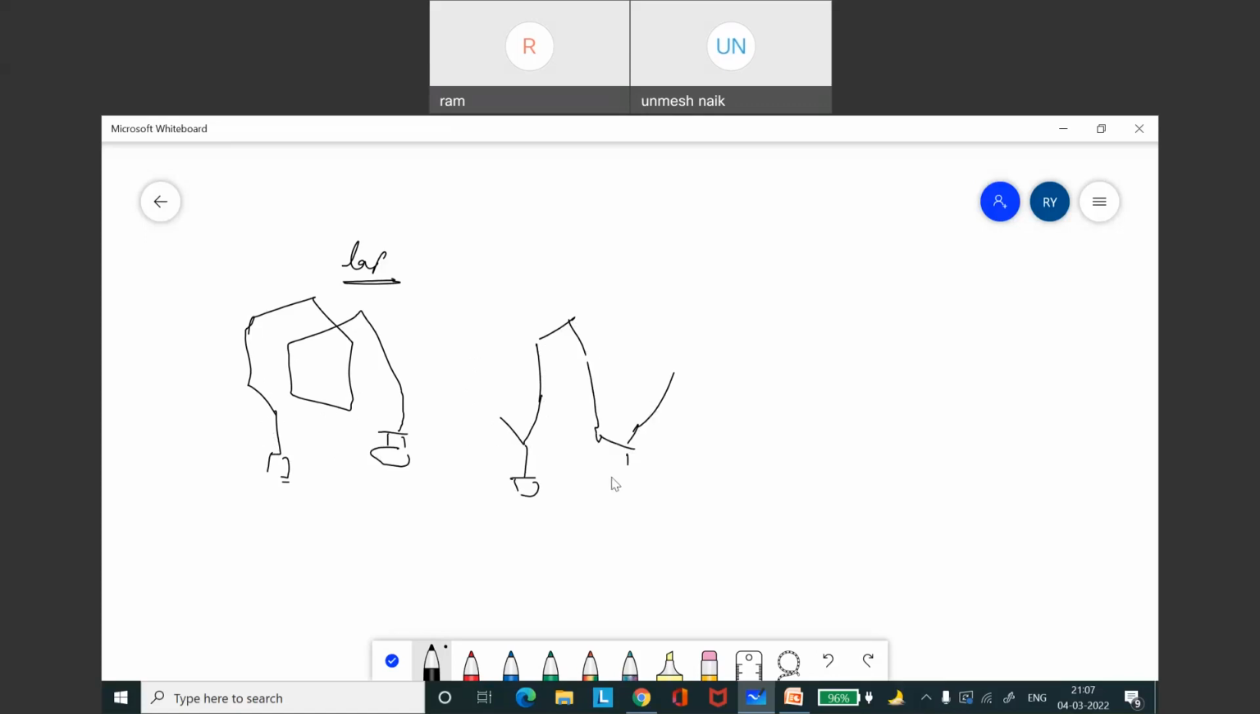These are the commutator segments. This is the wave winding. The major difference between the lap and wave windings is that in a lap winding, the number of parallel paths A is equal to the number of poles. Actually, this we use in the EMF generation expression. This is required.